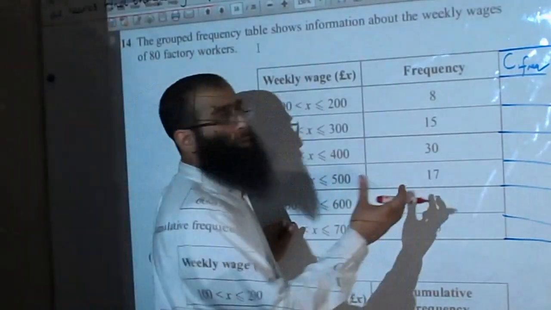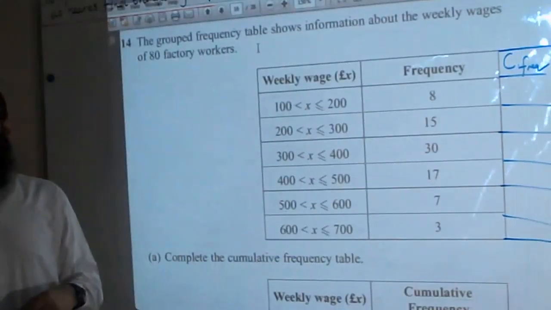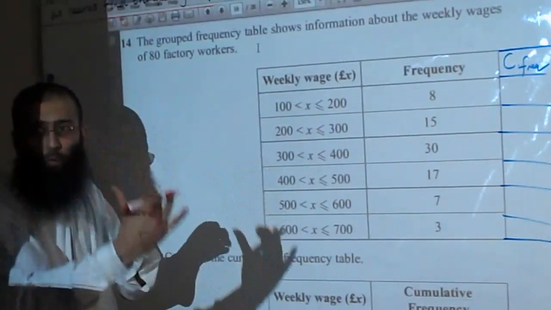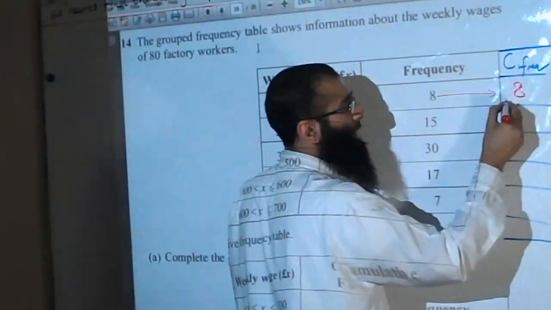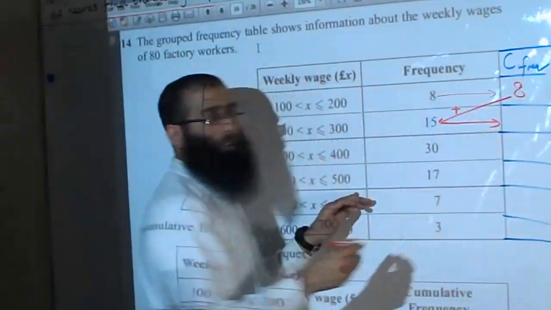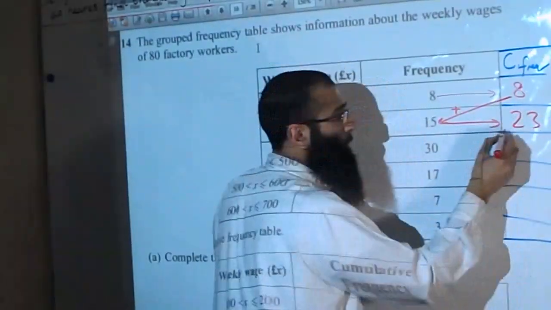So let's start off. If you want to do cumulative frequency, remind me what cumulative frequency is. It is called a running total, so the total so far each time. So what's the first total here? Ramiz, the first total is? 8. And then what do we do? Add 15 onto that 8. Now folks, make sure you give me the right answer, yeah? 23. And then what do we do with 23?